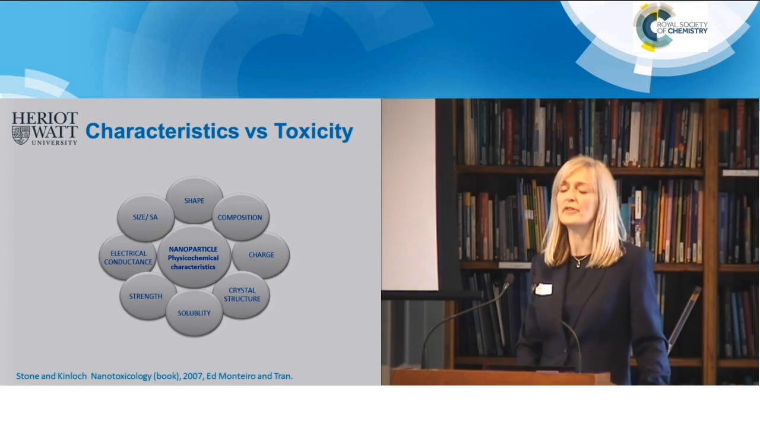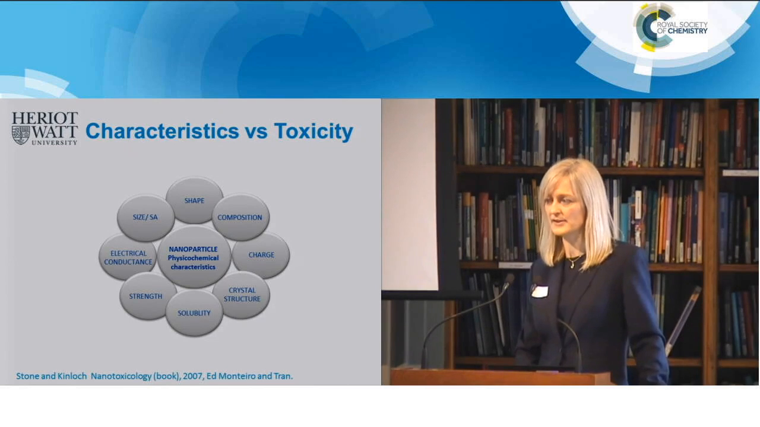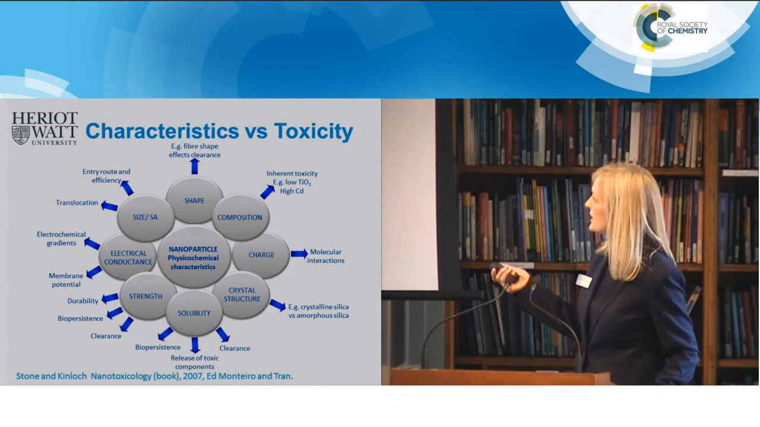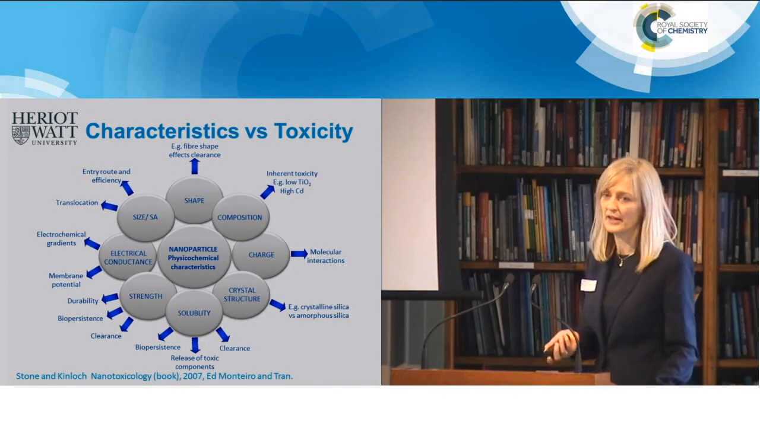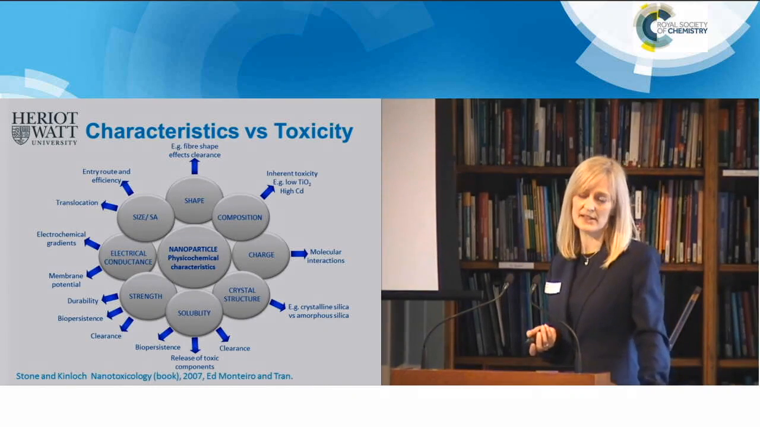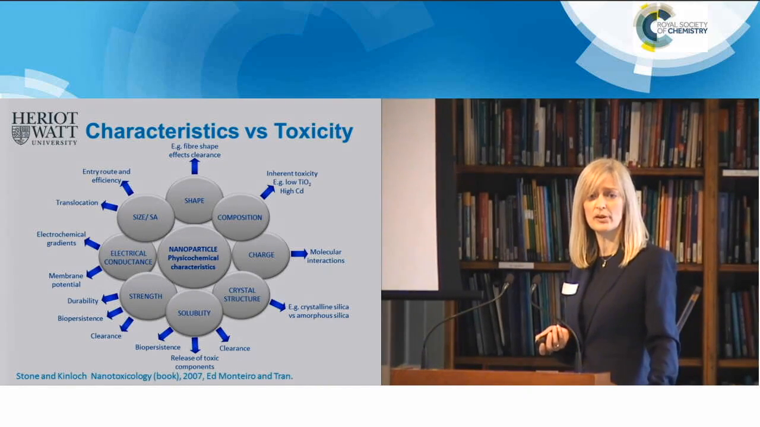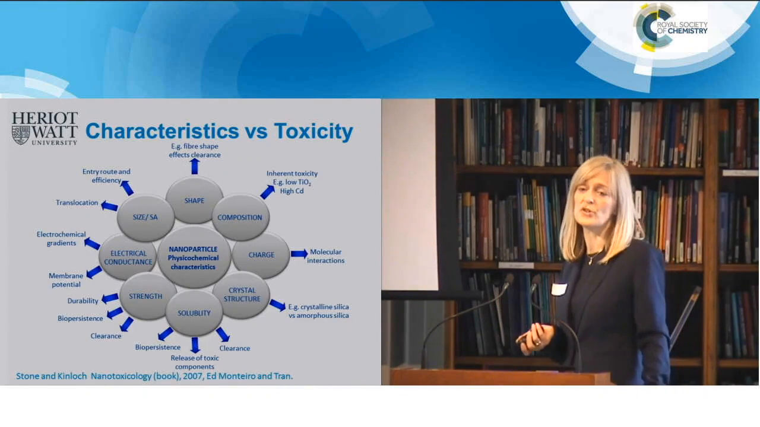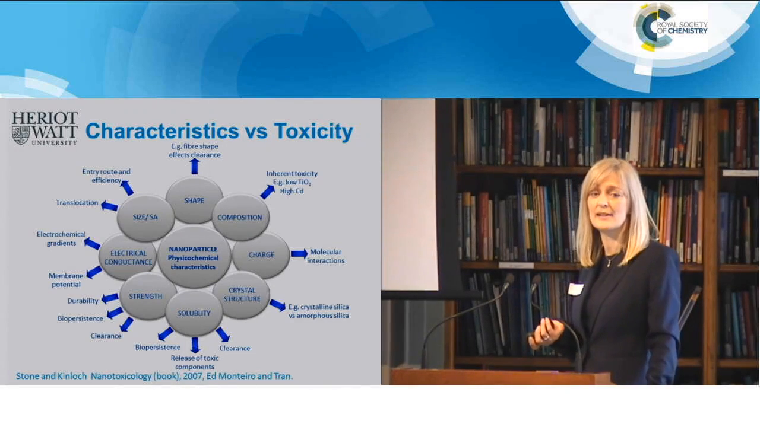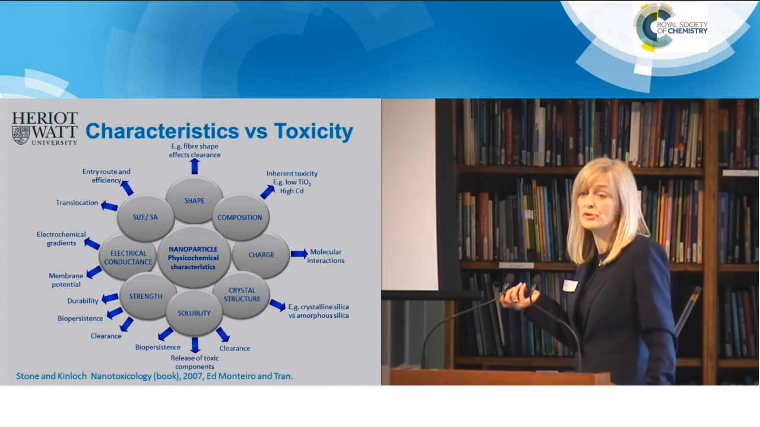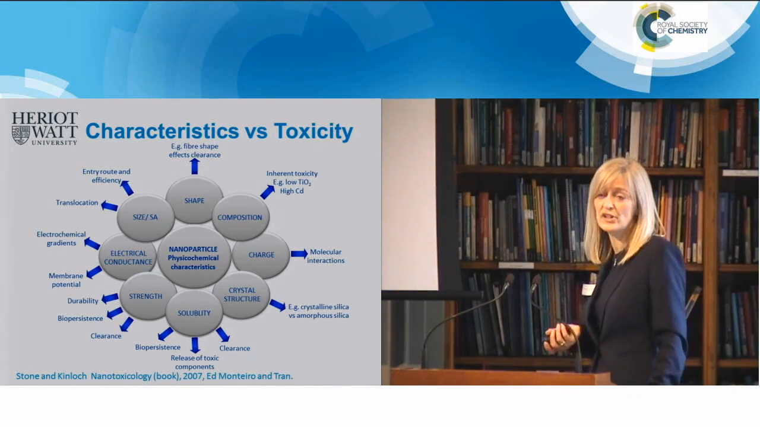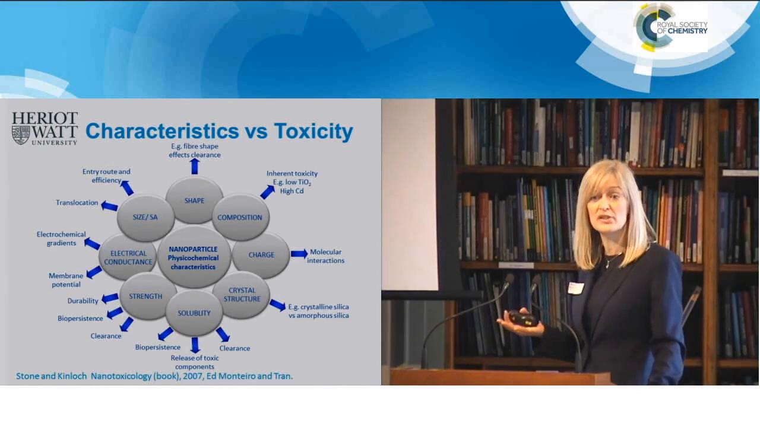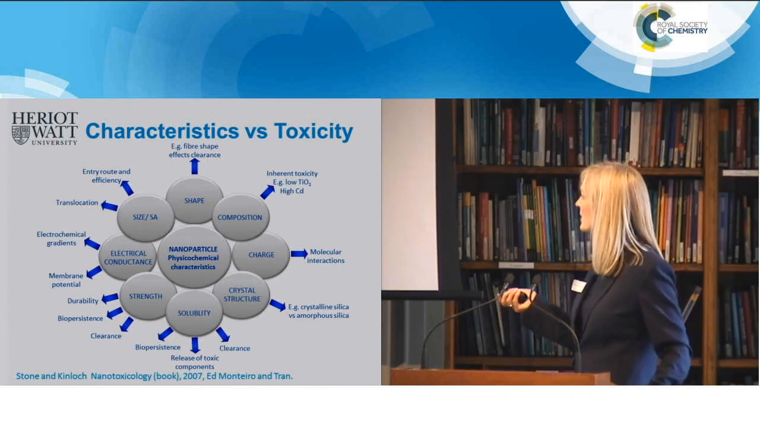And here are some of the physical and chemical properties that need to be considered when you think about their potential hazard. I'm going to talk in more detail about size, surface area and shape in a moment, but composition is key. If there's a particularly toxic component within the nanomaterial, you can expect that to contribute to its toxicity. Charge is important. Positively charged particles seem to enter cells quite avidly compared to neutrally charged particles. Crystal structure is key for some materials. Amorphous silica is a benign material, whereas crystalline silica is a carcinogen, for example.